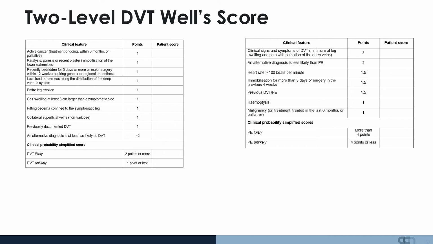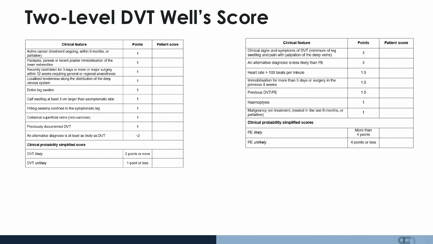A point is also scored if the patient has had a previous DVT, and 2 points are subtracted if an alternative diagnosis is at least as likely as a DVT. 2 points or more in this system would indicate a likely probability of a DVT, and 1 point or less would suggest the DVT is unlikely.